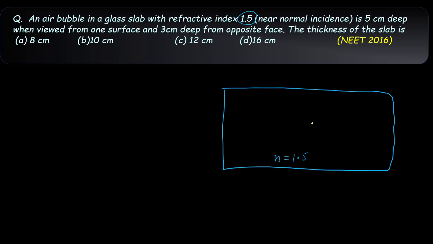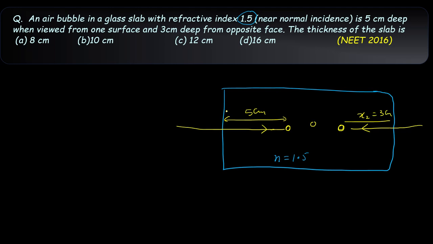First of all, let us consider this is the air bubble. Now when I observe this air bubble from this side, then I will see the air bubble some distance nearer to the observer, me. This is the apparent distance and this distance is given to be 5 centimeter from one side. On the other hand, when I look at the air bubble from the other side, let's say it is here and this distance is given to be equal to 3 centimeter. This 5 centimeter and 3 centimeter are nothing but the apparent distances of the air bubble.